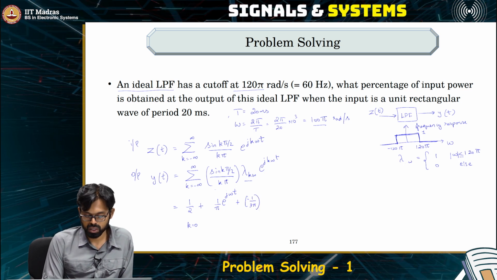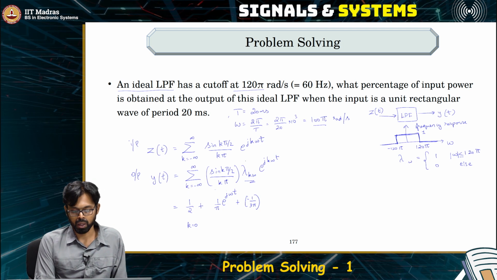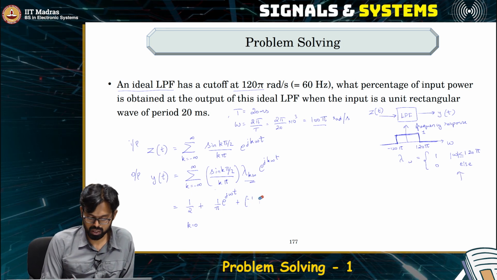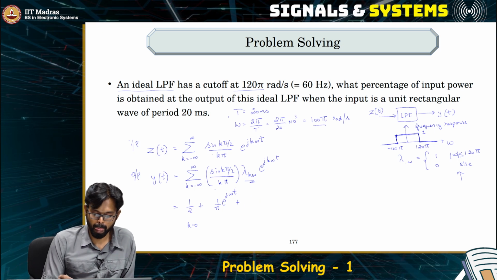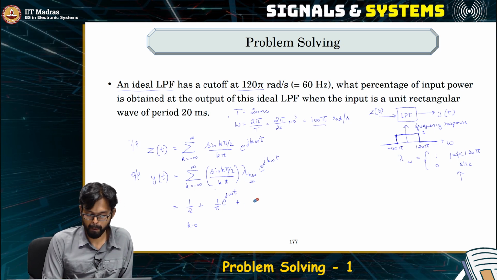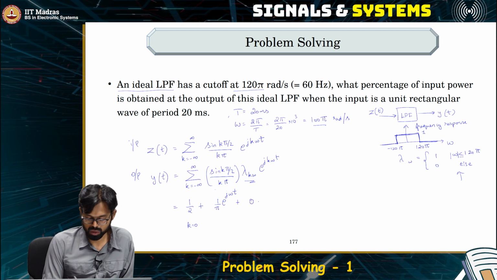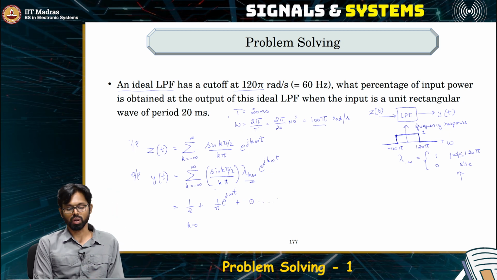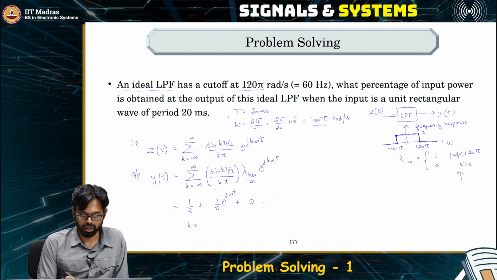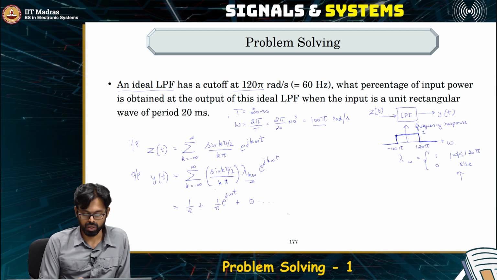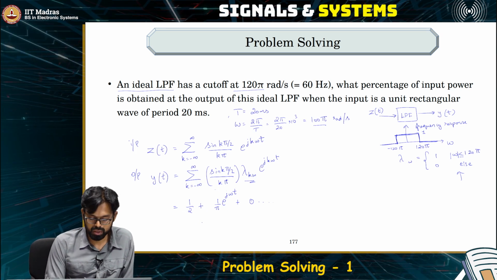But this term is 300 pi, lambda of 300 pi here is 0. So, what do we have here? We have 0 from all other values of k here. So, this is for the positive values of k, 0 and positive values of k. What about the negative values of k?